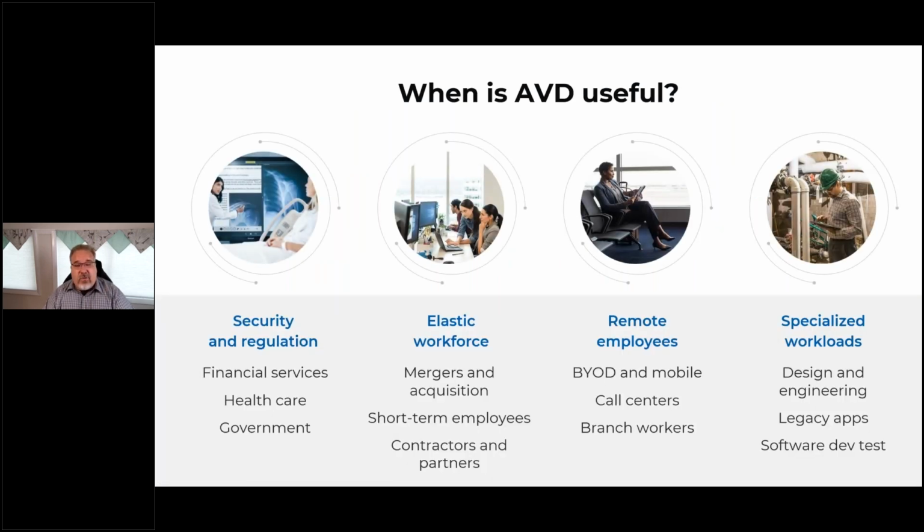Where's AVD useful? In security and regulated solutions, elastic workforce. A lot of people in today's workspace are working in different places, remote or working from home. This is a great opportunity for your customer to secure their corporate data. Between using AVD and managing your corporate data, you're able to secure customer data. Intune's a great solution, and we'll have another presentation around Intune in the future where we can talk about how that happens.